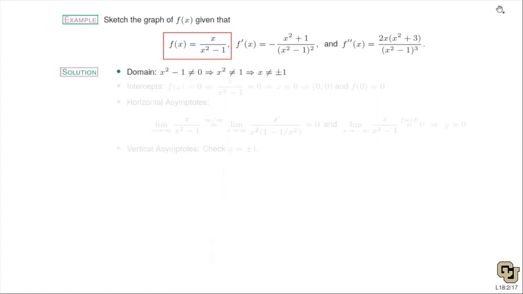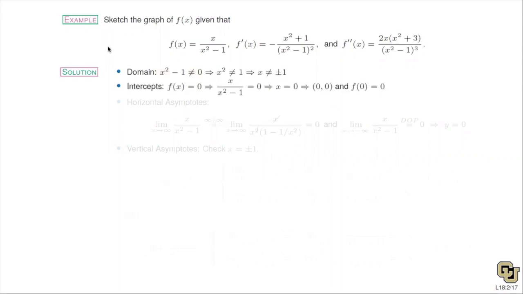So for the domain, remember the way you figure out the domain is you ask about function restrictions. Here, we should notice it has a denominator, and the denominator can never be 0. So here the restriction is x squared minus 1 can't equal 0, or when you solve that, x cannot equal plus or minus 1. So numbers that make the denominator 0 but not the numerator 0 are going to be vertical asymptotes. So this will also be where we will check for asymptotes in a second here.